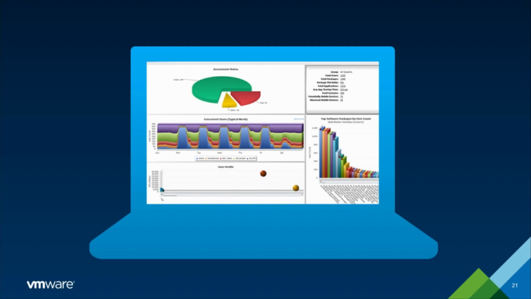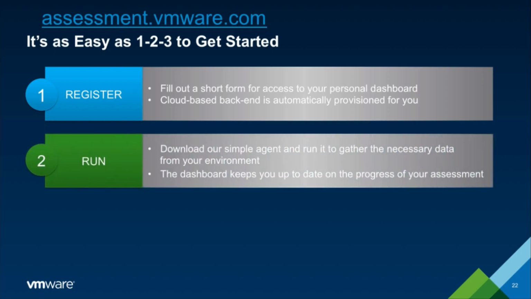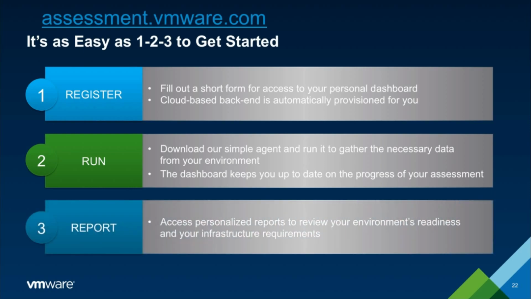And leveraging the assessment is really straightforward. You go to assessment.vmware.com, register with a short form to access the dashboard, download the agent and run it, and allow it to gather the necessary data from the environment, and then the dashboard is going to keep you up to date as it grows and the process progresses. And then vet out the report, and you can access personalized reports inside of this space to review what's happening inside of the environment and determine the target environment's readiness and what the infrastructure requirements are going to be for a successful implementation.